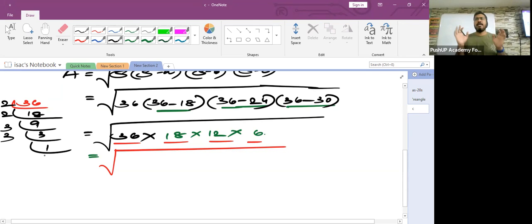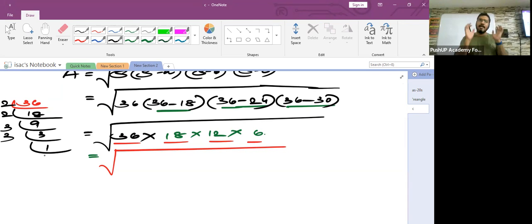It's absolutely correct, children. I won't deny that. But still, I will not recommend you to go with such a long prime factorization. You know what is the reason? The number 36 is a very special case. I repeat, this is a very special case where 36 is a perfect square. Do you agree with that? 36 is a perfect square.